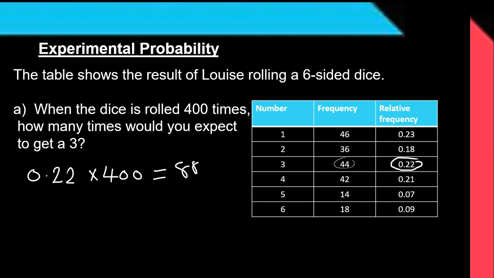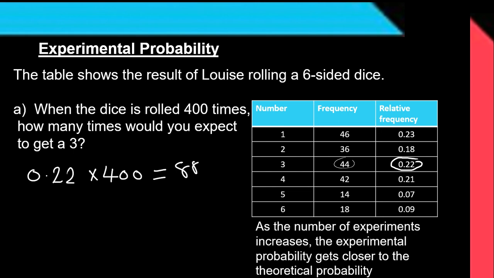And just like we said at the beginning, the more trials she does and records, the better the relative frequency is going to be, the better the estimation. So as the number of experiments increases, the experimental probability should get closer to the theoretical probability. So the more trials Louise does and writes down, the closer they should get to 1 over 6, because that is the theoretical probability of getting each one, which would be 0.1666 recurring. The only one that's quite close to that is the 2. So that is experimental probability.